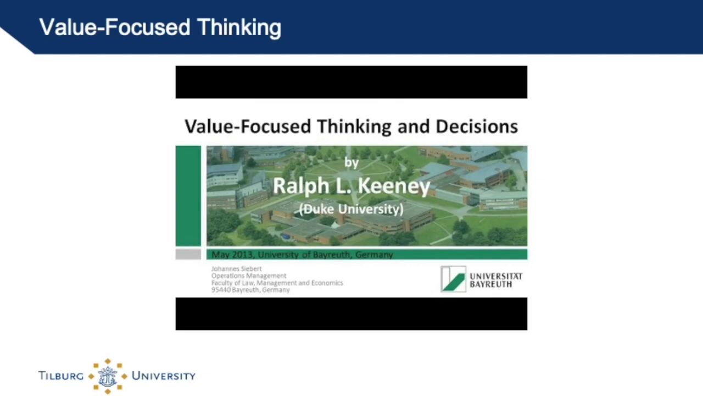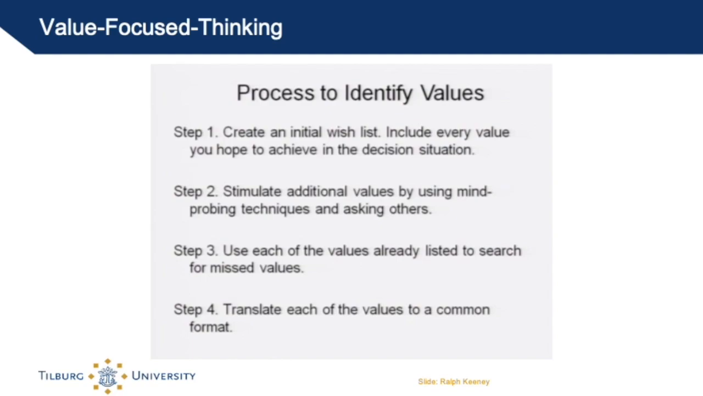So what is value-focused thinking about? Value-focused thinking basically produces 4 steps for the process of identifying our values. So the idea is that first we create an initial wish list where we include every value that we hope to achieve in a specific decision situation. And then we try to stimulate ourselves to create some additional values or to collect additional values by using mind-probing techniques and asking others. So basically this is like a brainstorming phase where you can see if you can go deeper or broader in terms of your values.